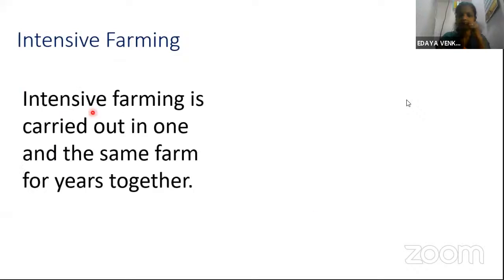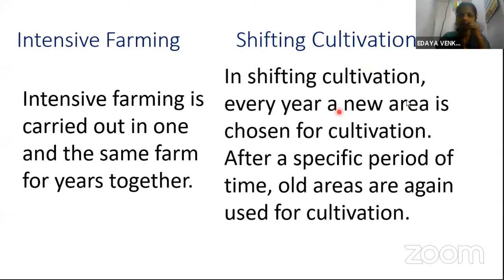Intensive farming is a type of subsistence farming. Intensive farming is carried out in one and the same farm for years together. The farmland will be the same for years together. But shifting cultivation is also a type of subsistence farming. In shifting cultivation, every year a new area is chosen for cultivation. After a specific period of time, old areas are again used for cultivation. Means the cultivable land is shifted from one place to another in shifting cultivation. This is the difference between intensive farming and shifting cultivation.